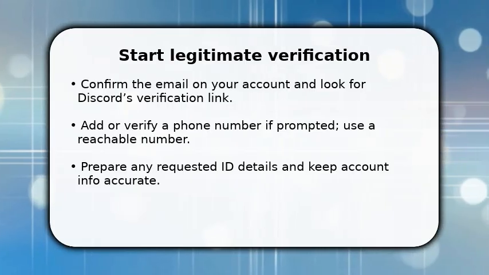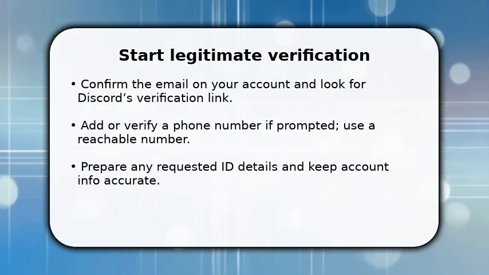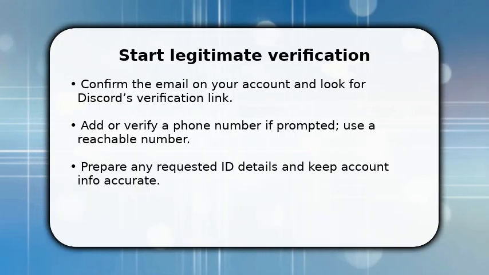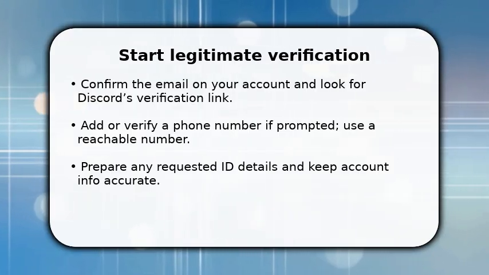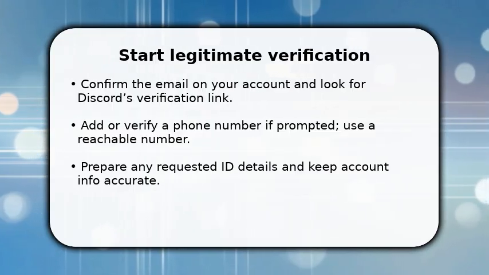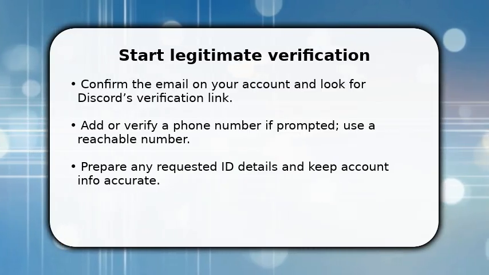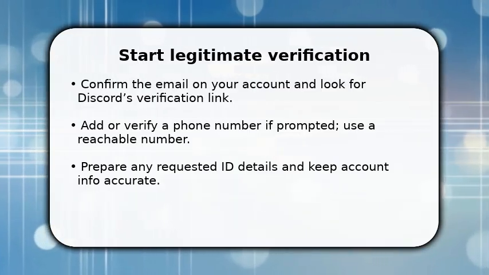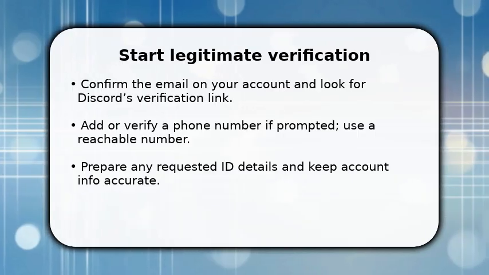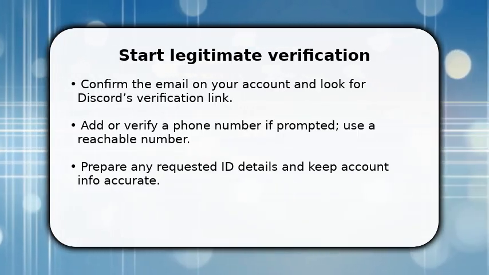You must begin by using Discord's official verification flow. This protects your account and other users. First, check the email tied to your account for a verification link and click it. If a phone step appears, enter a number you can access and input the code when it arrives. Make sure your profile info is correct and any requested ID details match exactly. Once done, wait for confirmation and avoid third-party tools that promise shortcuts.